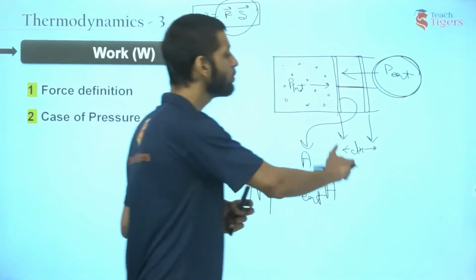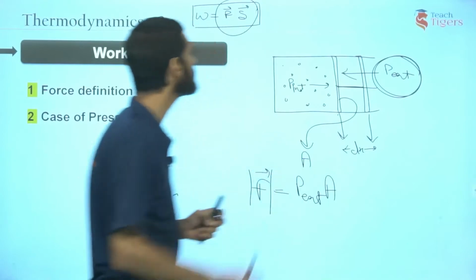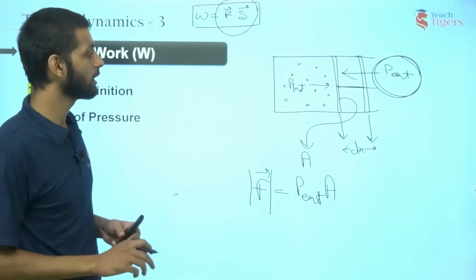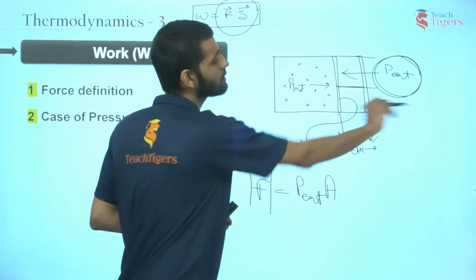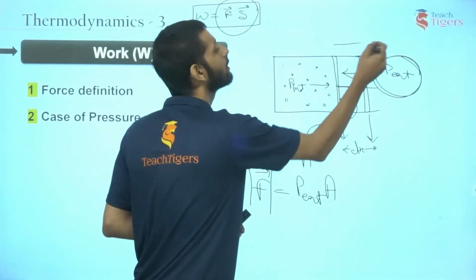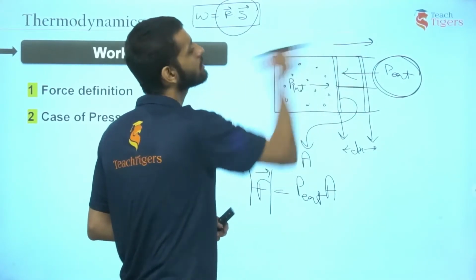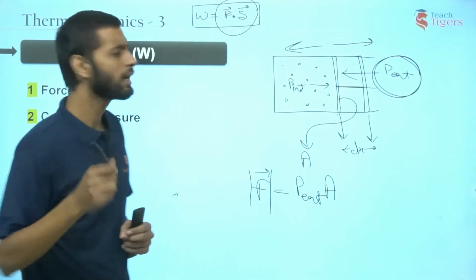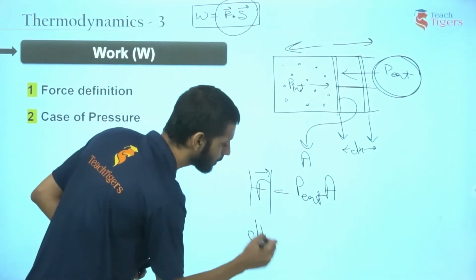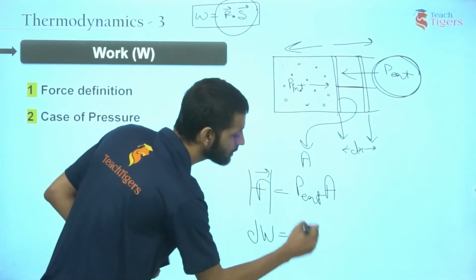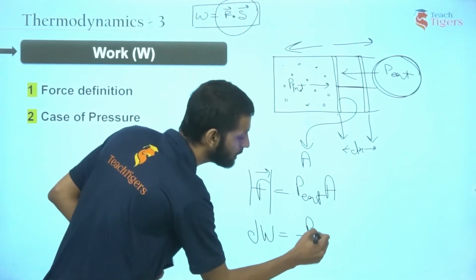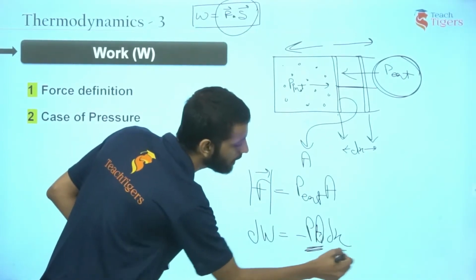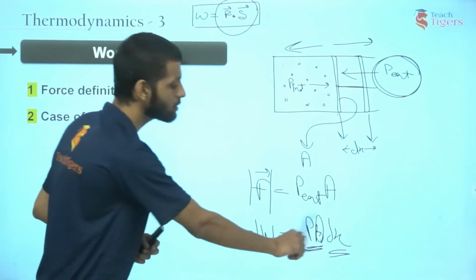And now, when you move dx distance, your work done is the dot product. Now just see, dx is in this direction. dx is in the right direction, external pressure is in the left direction. They're opposite to each other, so the dot product has a negative sign. I can write dw is equal to minus P A times dx. This is my force, this is my displacement. So dw is equal to minus P A dx.